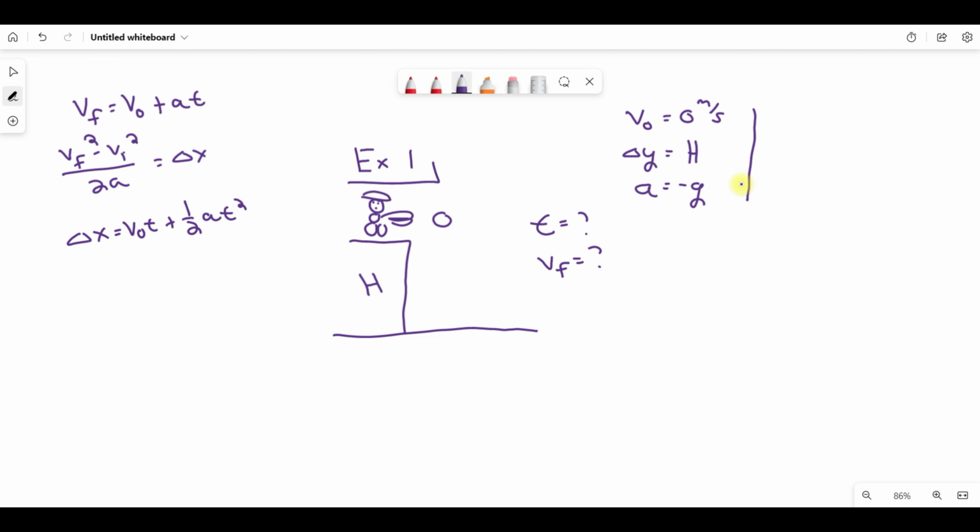So we have these three variables, and we're trying to find these two variables. Let's start off with final velocity. Let's look at this equation. We do not have the final velocity, we do have the initial velocity, we have the acceleration, but we don't have the time. So in this equation, you have two unknowns, so you can't use this equation right now.